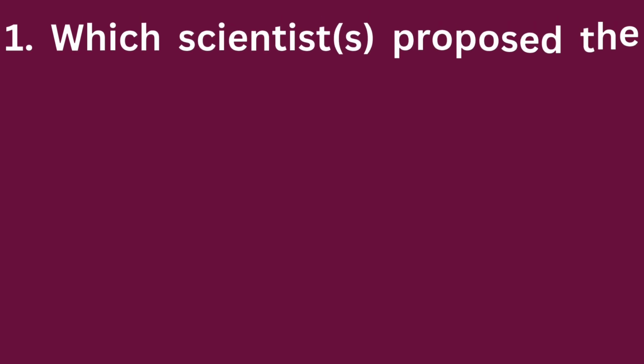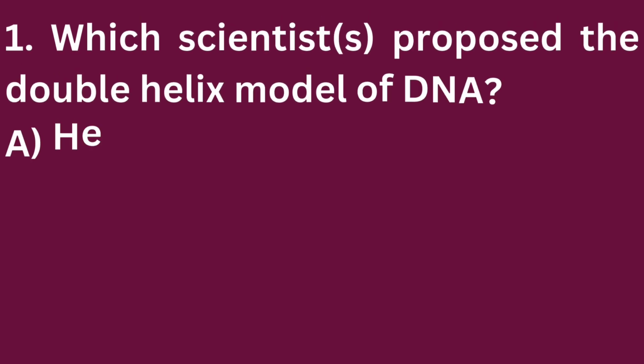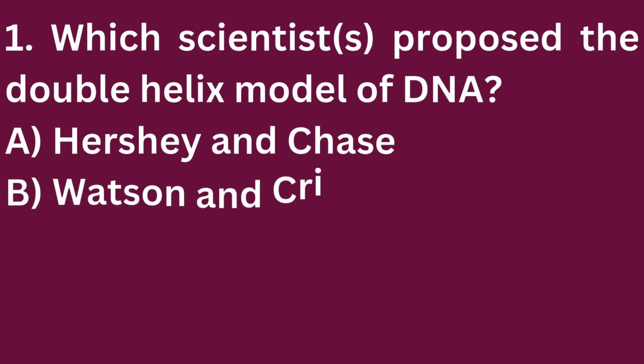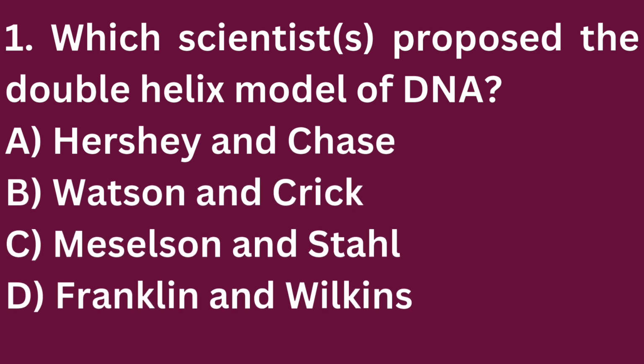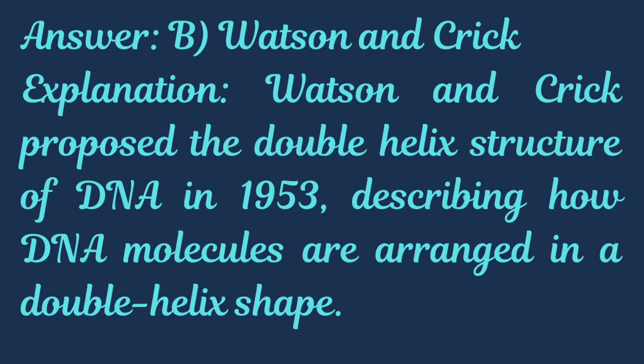PlayLearn family. Which scientists proposed the double helix model of DNA? A. Hershey and Chase. B. Watson and Crick. C. Meselson and Stahl. D. Franklin and Wilkins. Answer B. Watson and Crick. Explanation: Watson and Crick proposed the double helix structure of DNA in 1953, describing how DNA molecules are arranged in a double helix shape.